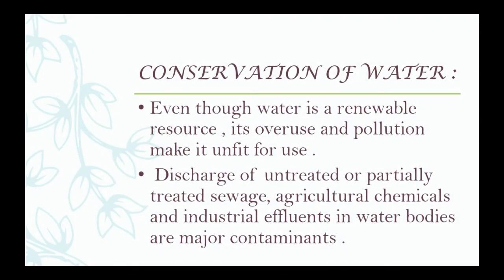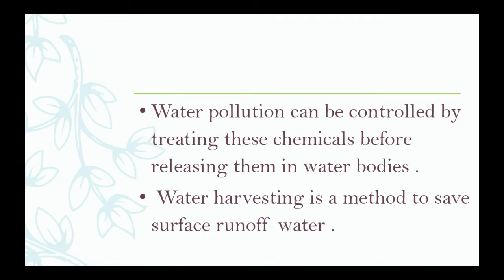Now, how to conserve this water. Water is a very vital resource and only 1% is available and fit for human use. So how can we conserve this 1% of water? Even though water is a renewable resource, its overuse and pollution make it unfit for use. So discharge of untreated or partially treated waste, sewage, agricultural chemicals, and then industrial effluents into water bodies are major contaminants. Water pollution can be controlled by treating these chemicals before releasing them into the water bodies. And water harvesting is a method which can be used to save the surface runoff.